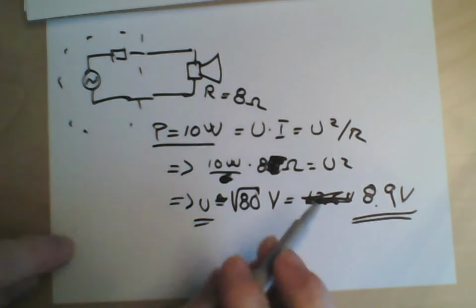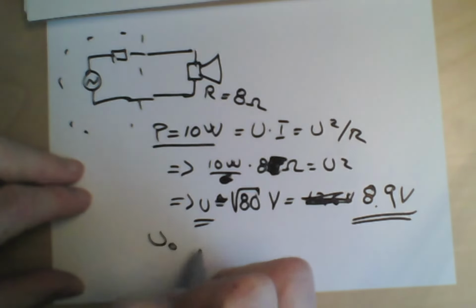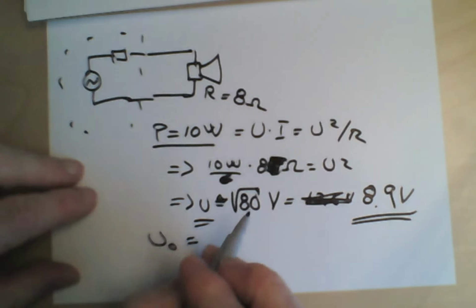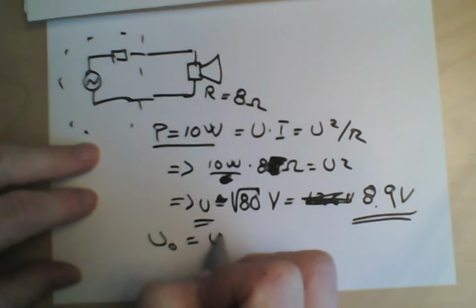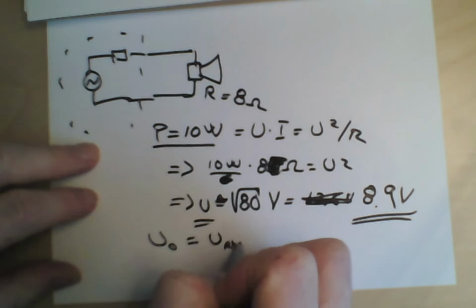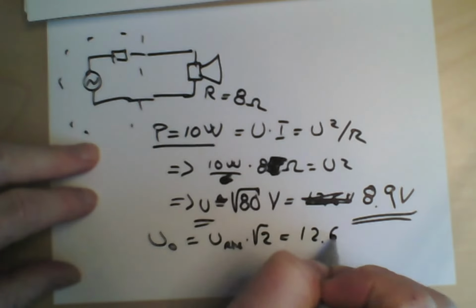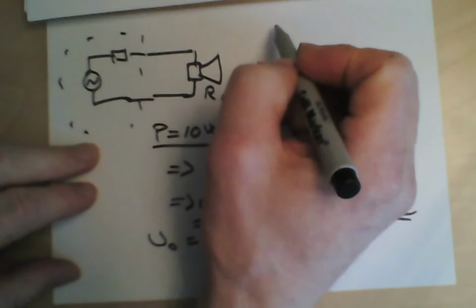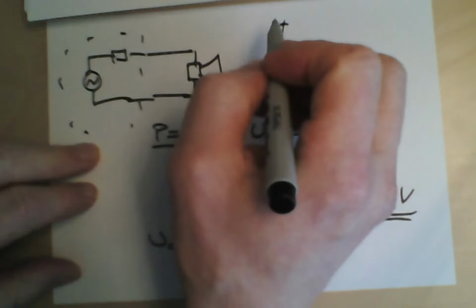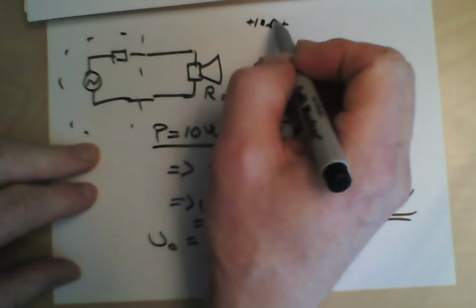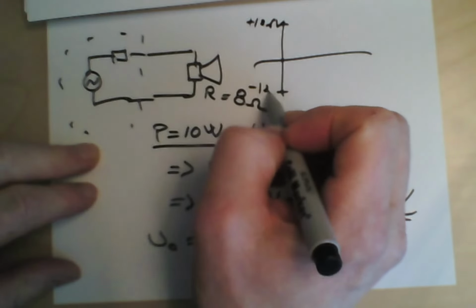That's fine, except the signal amplitude is U_RMS multiplied by square root of 2. This is 12.6 volts, meaning that the signal here must actually be between 12.6 and minus 12.6 volts.